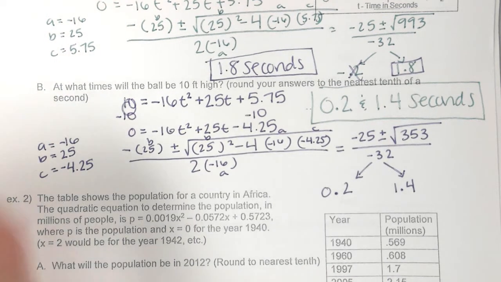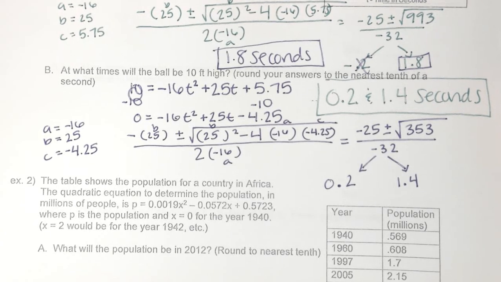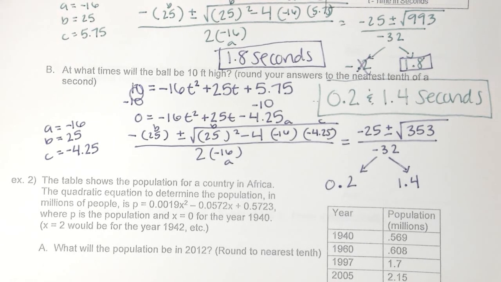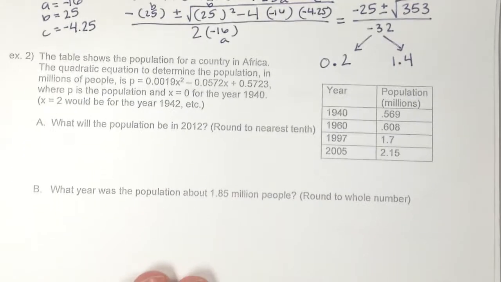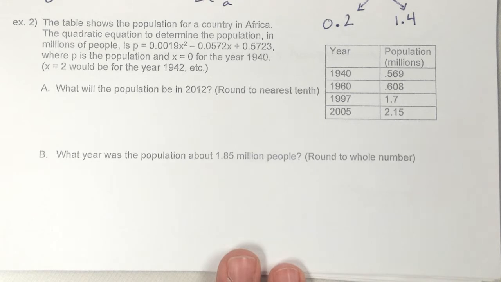Okay, look at number 2. The worst part about number 2 is the ugly decimals. They're pretty terrible, but it's fine because we're typing them in the good calculator. Okay, another part about number 2.